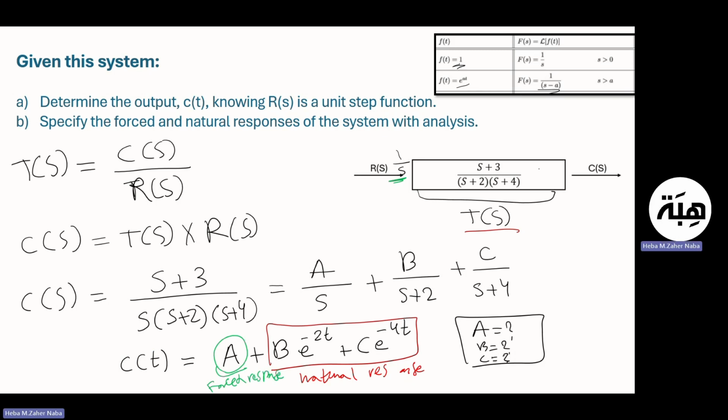We can also see that with e to the power minus 4t, the system decays faster compared to e to the power of minus 2t. This is also related to the poles of the system. If we want to quickly find the poles, we equate the denominator with 0. So we get S equal to minus 2 and S equal to minus 4. This component decays faster compared to the minus 2 one, and the effect of the minus 2 component lasts longer.